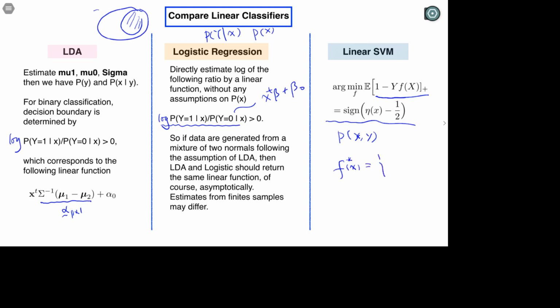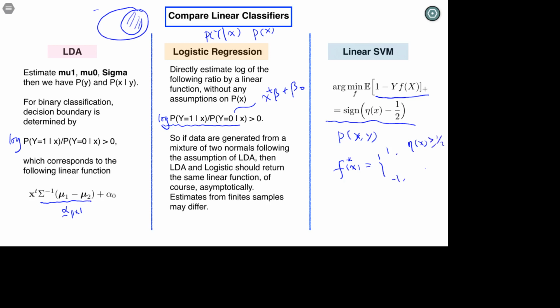Now in SVM, we represent our y not as 0 or 1. We actually represent our y as 1 or minus 1. So your prediction should be 1 if eta x, a symbol I used before, the conditional probability of y equal to 1 given x, is bigger than half. Otherwise it's minus 1. So that's the optimal decision boundary.